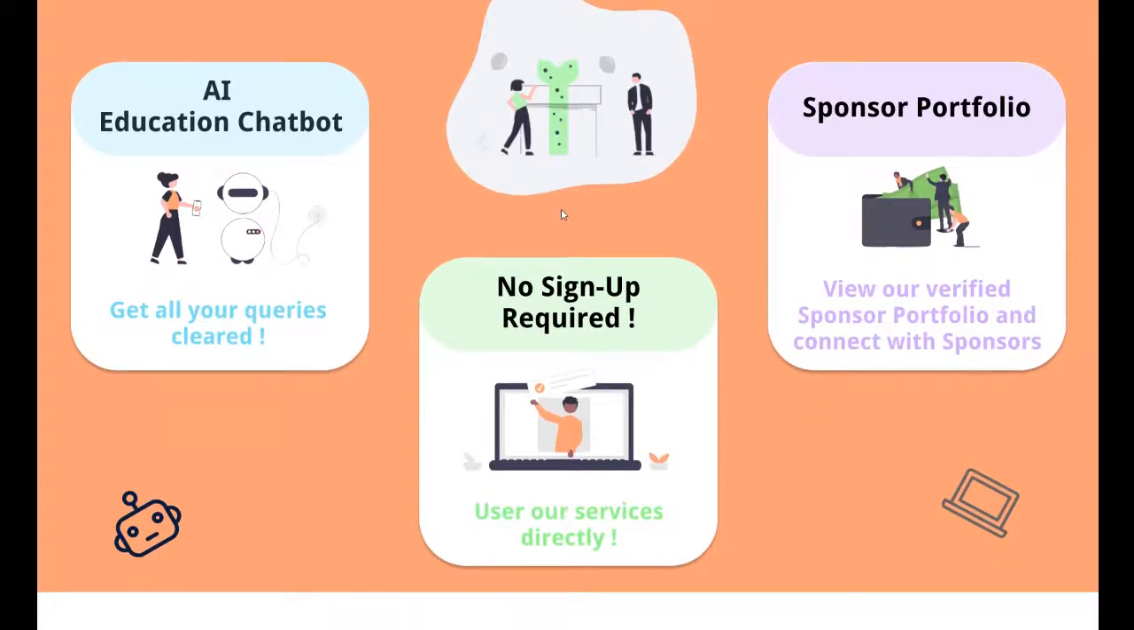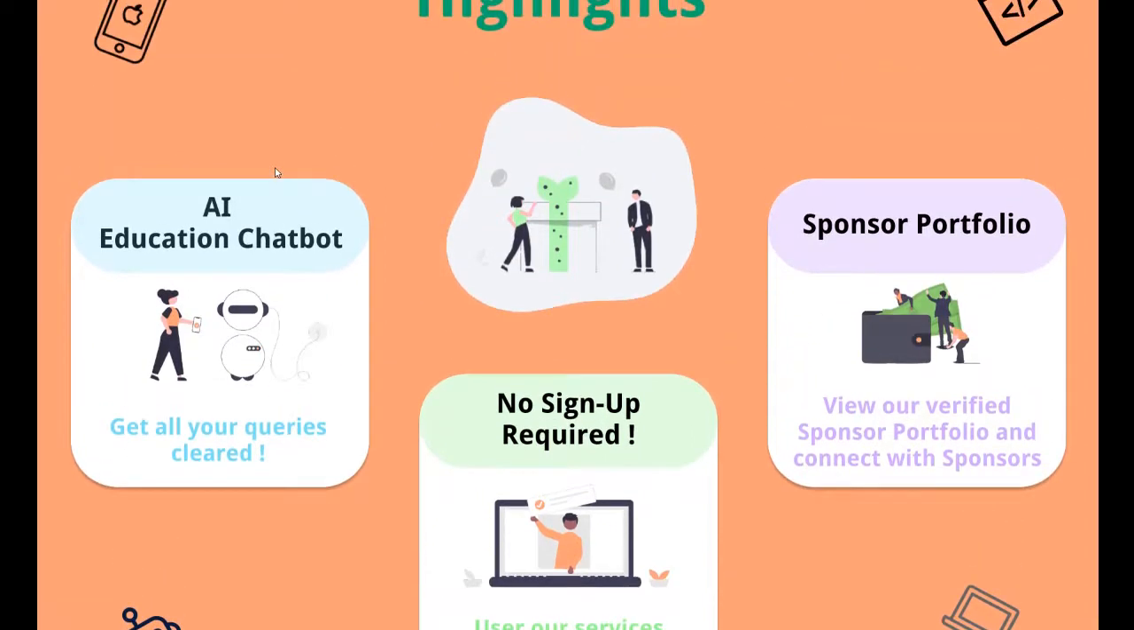So now an overview: AI education chatbot. These are some services offered by us. The first one is the AI education chatbot. You can get all your queries cleared regarding opening your own educational startup or something like that. Another highlight is that you don't need to sign up. You can just directly go over to the services. The third service we offer is the sponsor portfolio. What we basically do is we verify sponsors, and after that we lay them out on the portfolio page so you can connect with them, WhatsApp them or visit their websites.